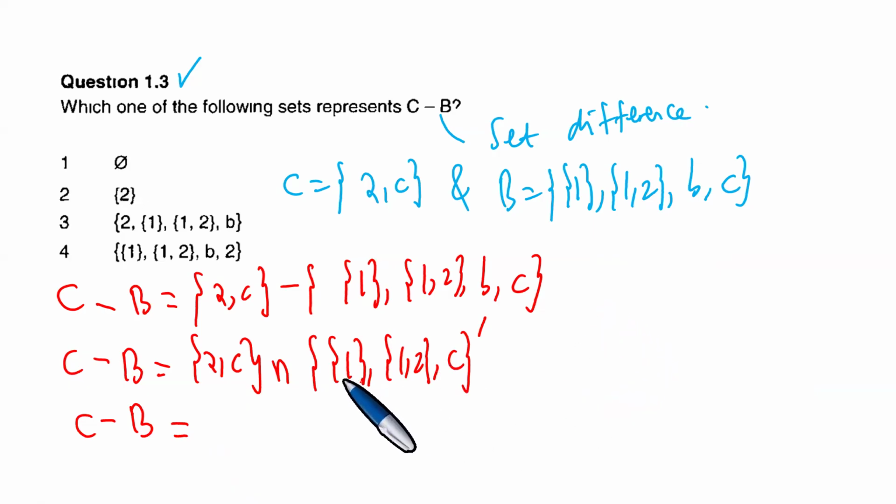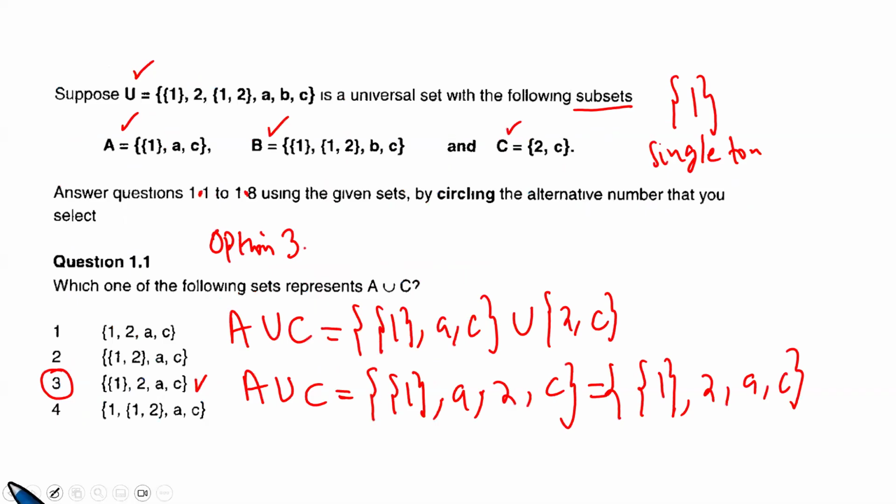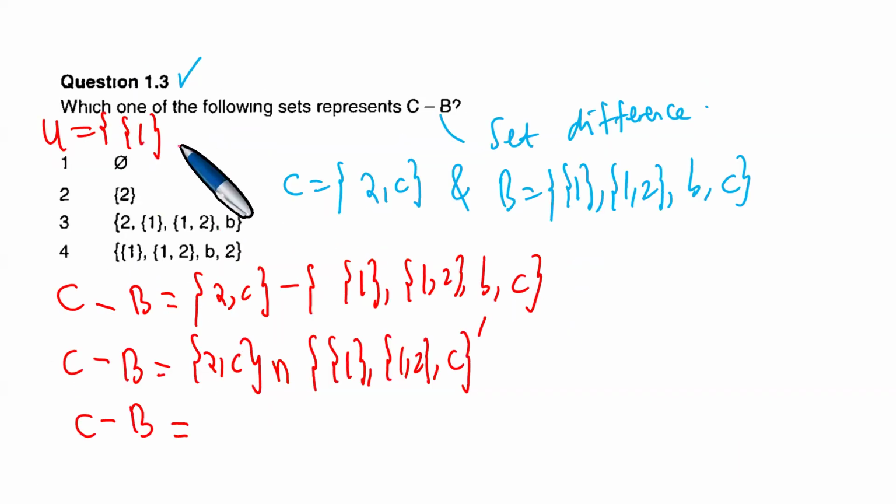If we're looking at the complement of this set, we have to remember the universal set. Right, what is the universal set? The universal set contains 1. Okay, how do we know? We know the universal contains 1, 2, A, B, and C. We list those. So it contains 1, 2, A, B, and C. So if we are to take the complement of this set, which is the complement of the set B.